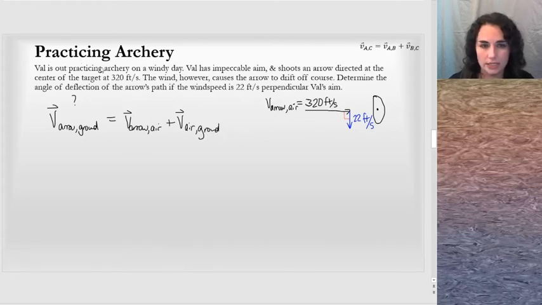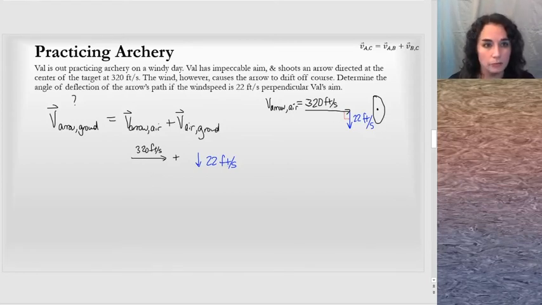And again, you can see how this vector equation is working for us. The velocity of the arrow with respect to the air, right? 320 feet per second. And we're going to add on this wind. This allows us to see the vector nature of this equation. We can't just add 320 plus 22 and have that be the answer. That is not how easy it is. We have to do vector addition on this.